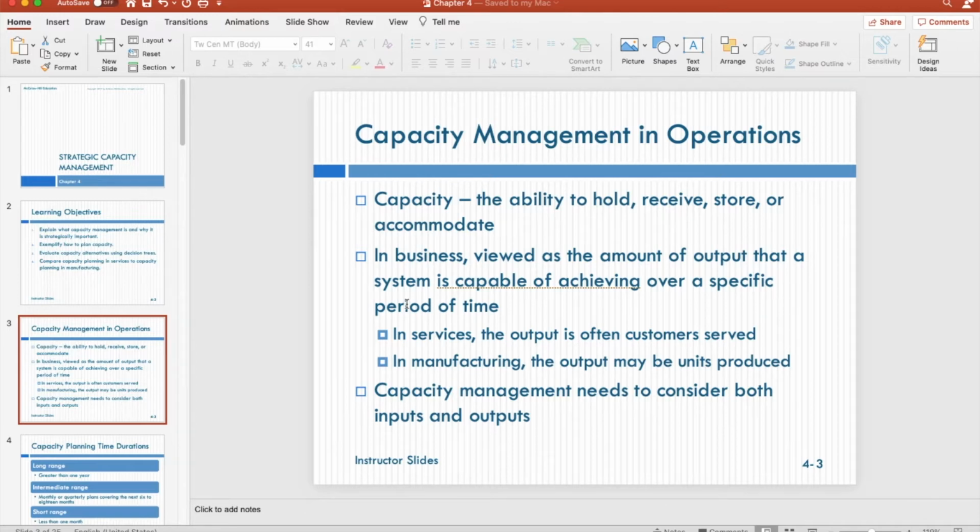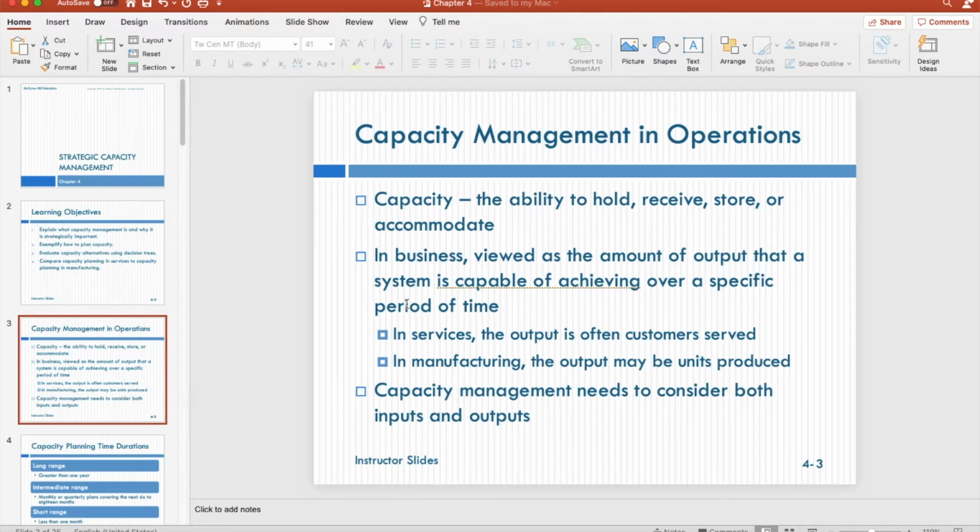Or if we go to the service type of firm, right? If you do not have enough people that can provide this service, okay, even if the customer comes, you are losing this opportunity for profit for your firm, right? So that's why for the capacity, in general we say this is the ability to hold or receive or store or accommodate the output of the product. Of course, for the firm, it can be the product, right? It can also be the service, okay?